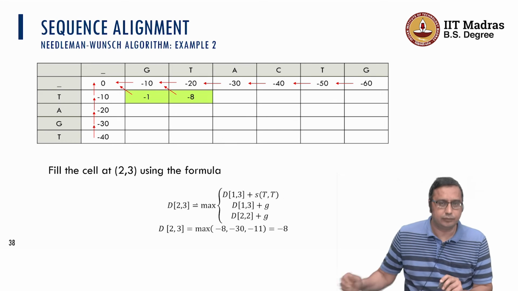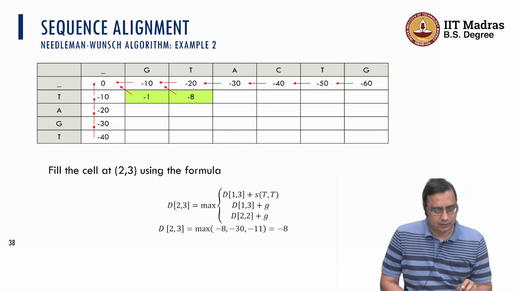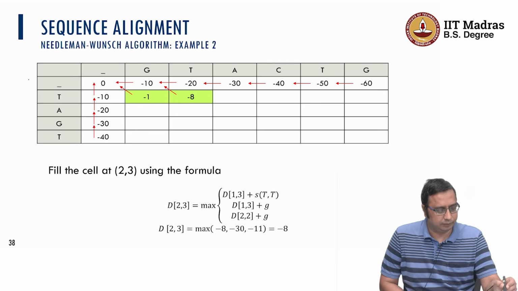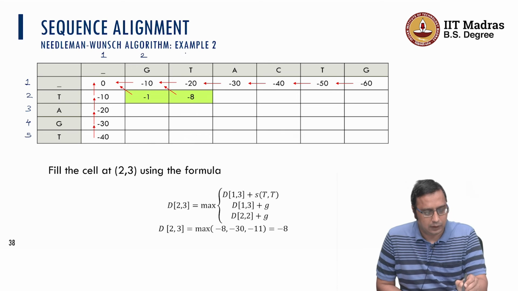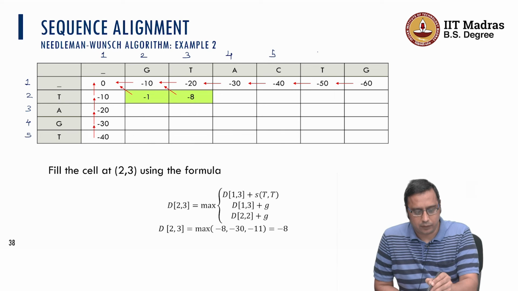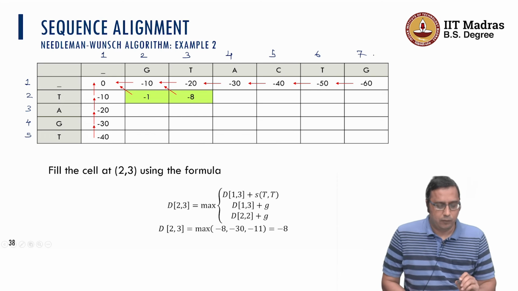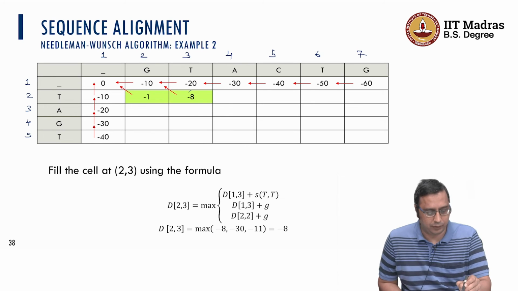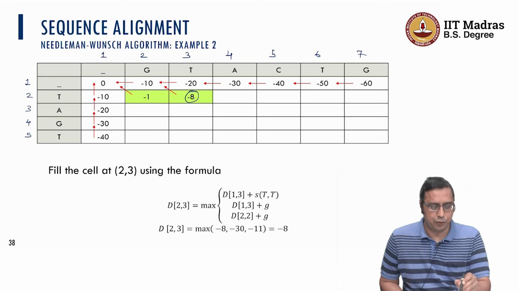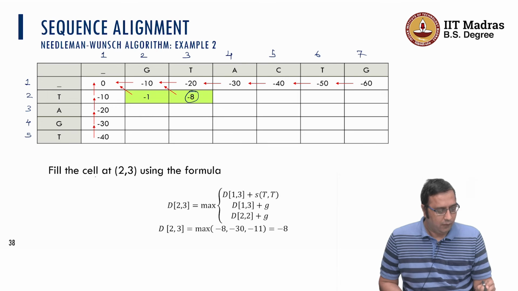Now we again go back and compute this element. Here we did the same task. Here we have 1, 2, 3, 4, 5, just for visualization. It would be nice to see which element we are computing. We are trying to compute this element, and I'm trying to show why we got -8. Fill the cell at 2, 3 using the formula.